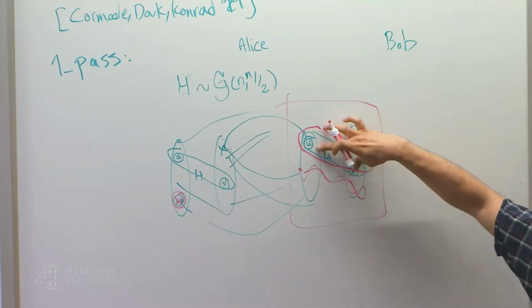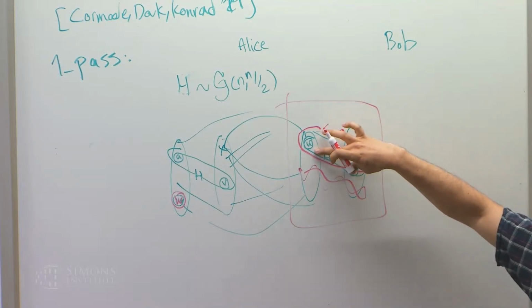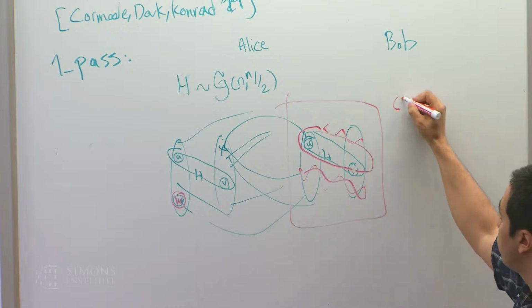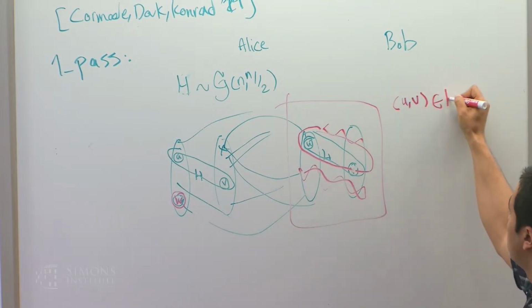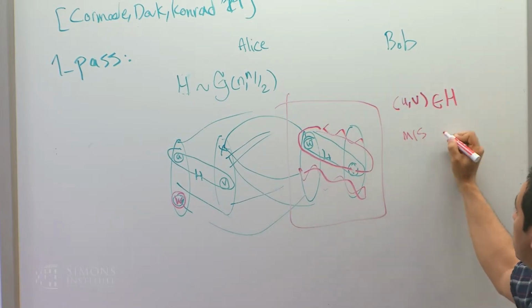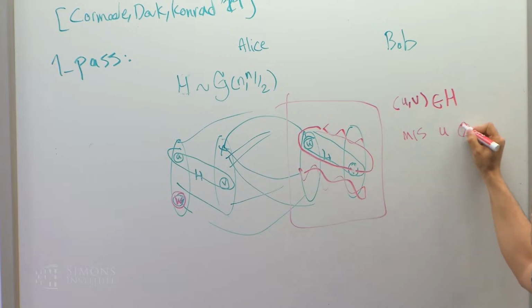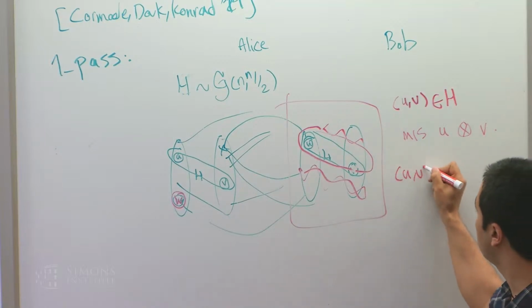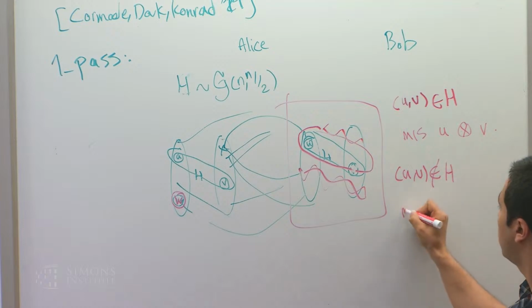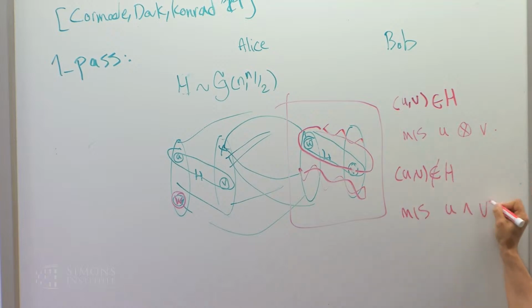But your task is to find an MIS. If this is an edge, you have to pick U or V. Sorry, you only have to pick one of them. If UV is in H, the MIS has U or V. You cannot have both of them, but you also have to have exactly one of them. But if UV is not in H, then the MIS contains U and V. Does it make sense?